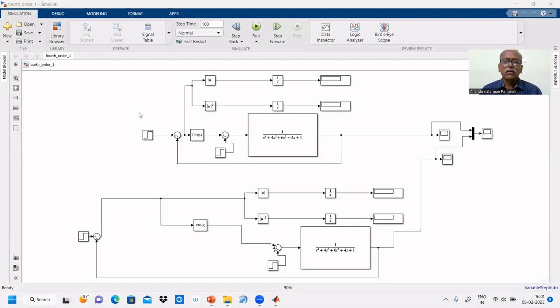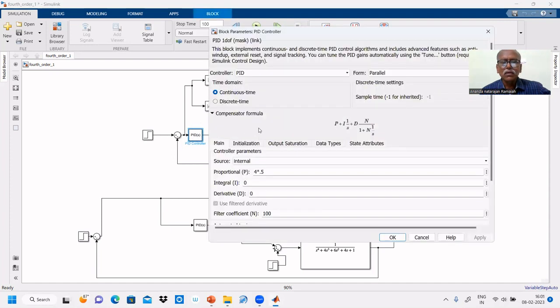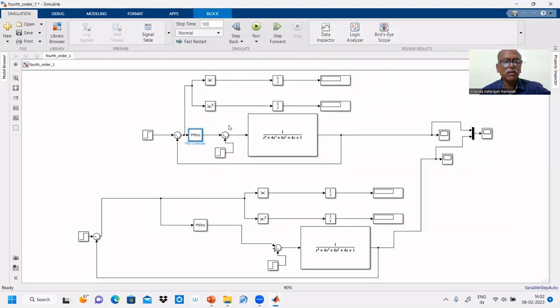Let us see the simulation here. To simulate and test the D mode of the PID controller, we consider a fourth order process, that is 1 by (s plus 1) to the power 4. For that, we are comparing a P only controller. For that, we entered the tuning parameter of the P controller, that is the ultimate gain of 4 multiplied by 0.5. This is the P only controller.